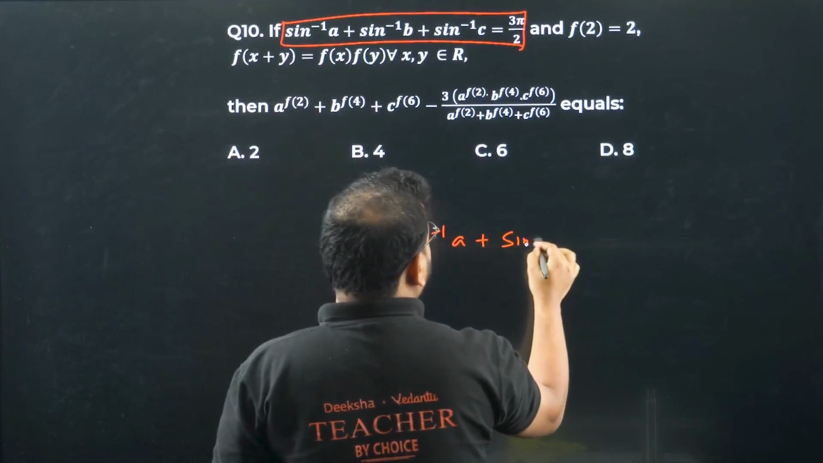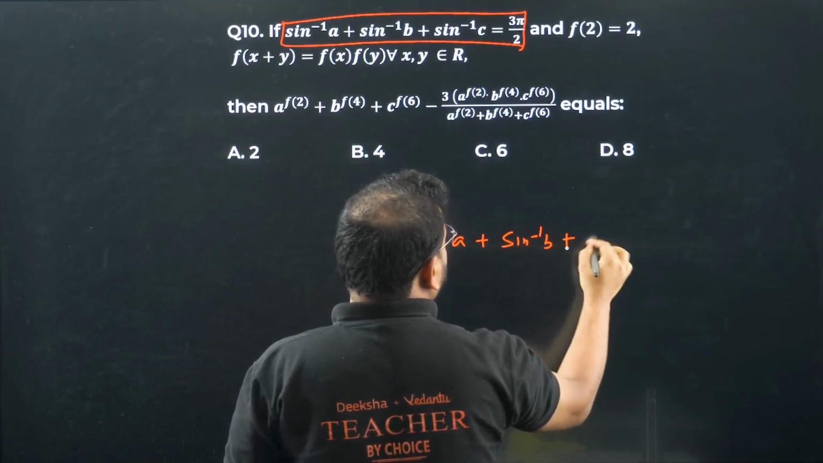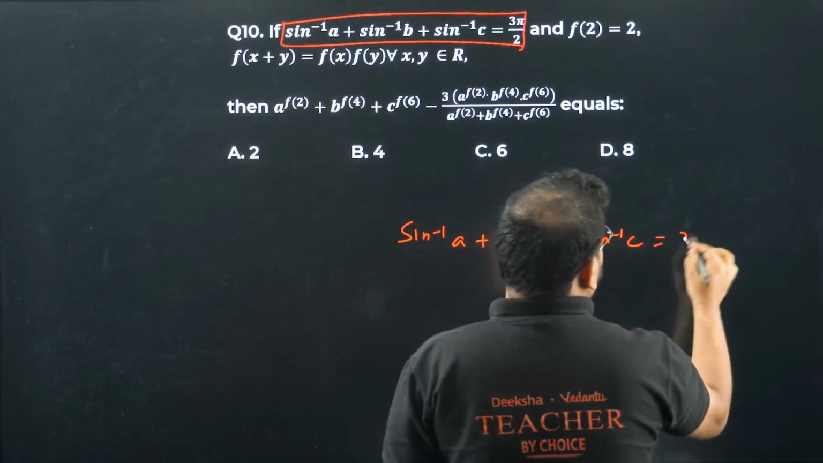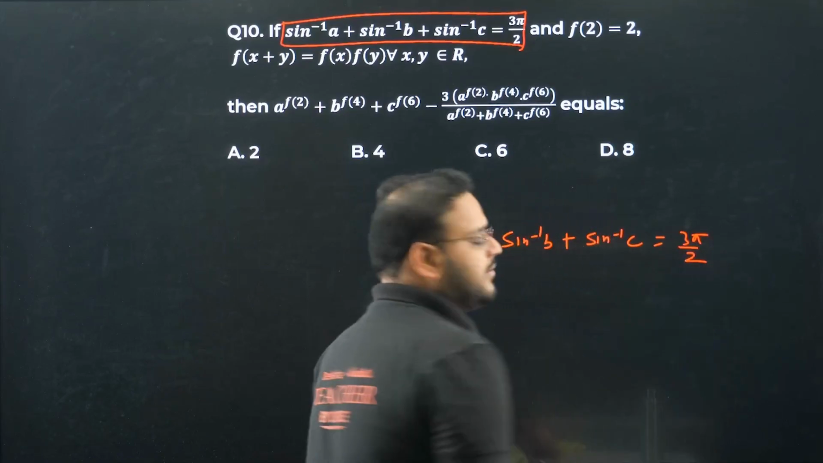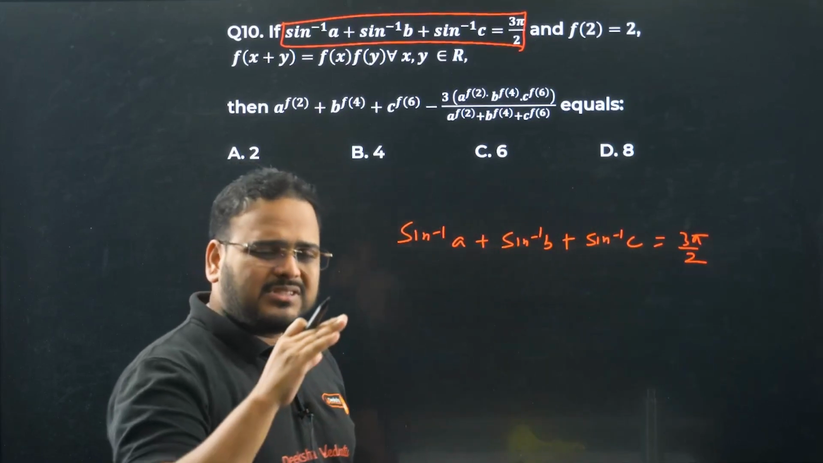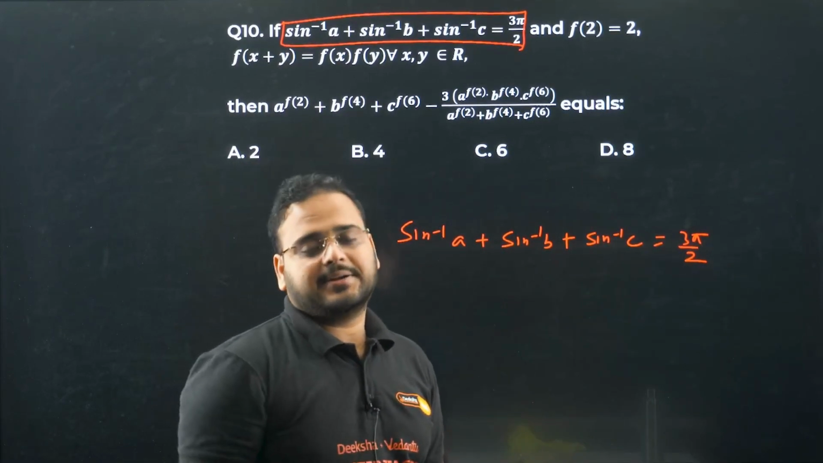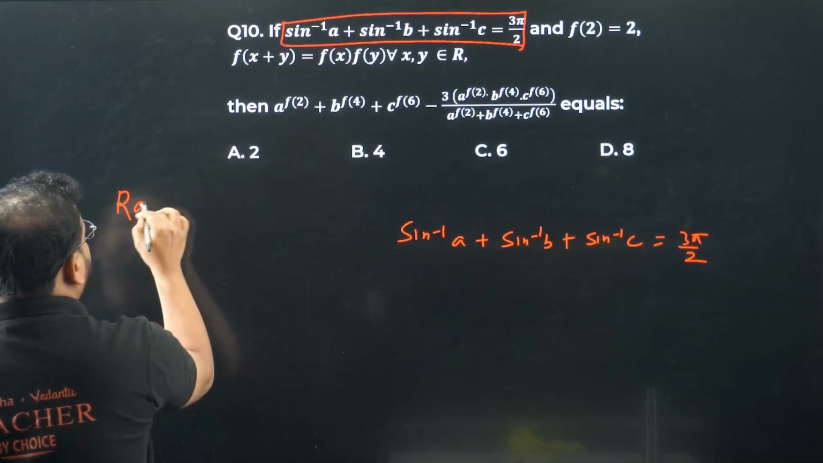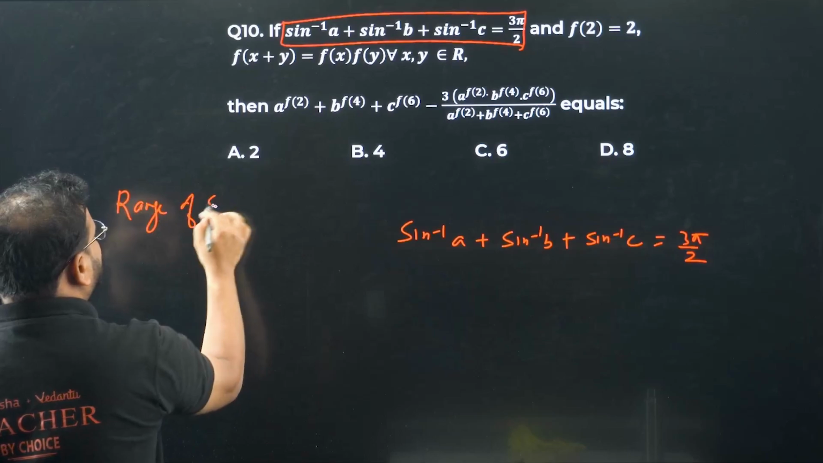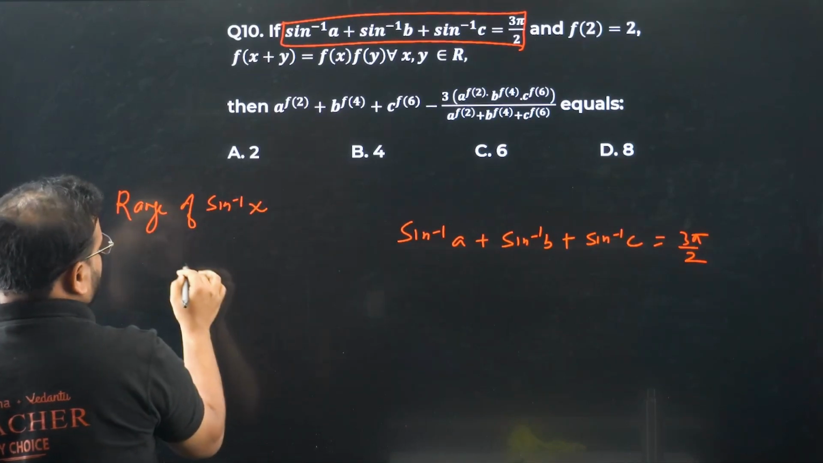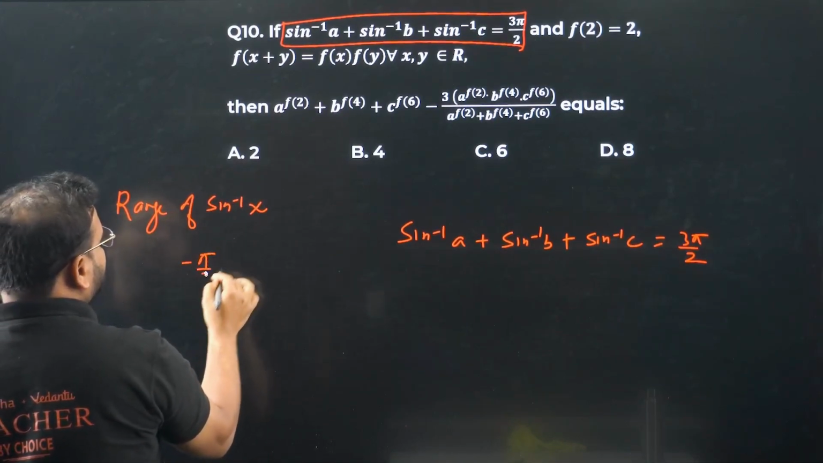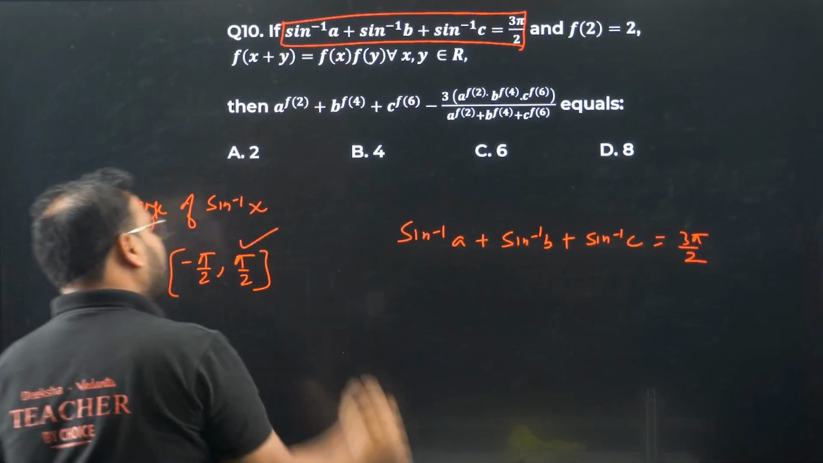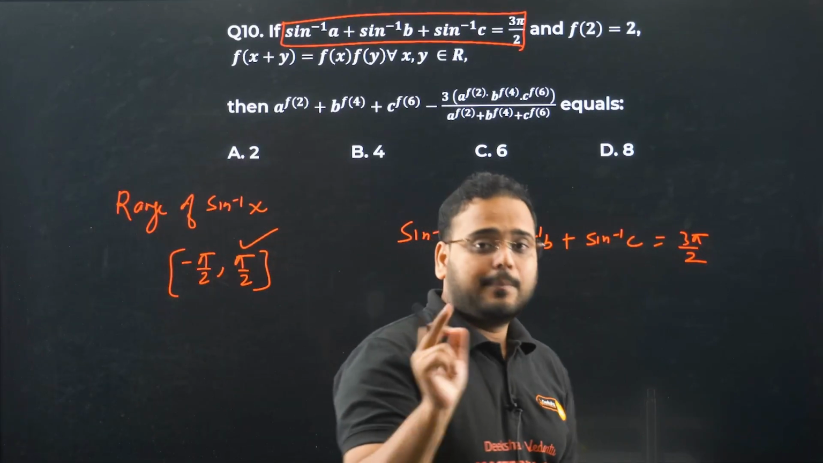Sin inverse of A, sin inverse of B, sin inverse of C is given by 3 pi by 2. What's the maximum value a sin inverse can get? Check the range of sin inverse of anything. I have this as minus pi by 2 to pi by 2. The maximum value is pi by 2.